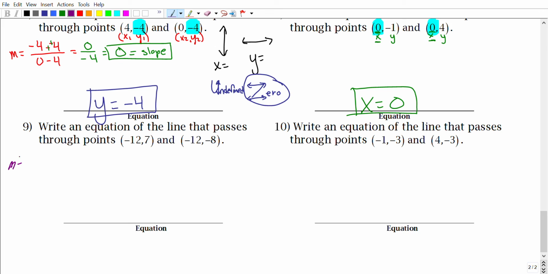So we have m equals, I'm going to call this x1, y1, x2, y2. We know our equation of the slope is (y2 minus y1) over (x2 minus x1). So let's go ahead and substitute those values in here. So y2 is -8 minus my y1, which is 7.